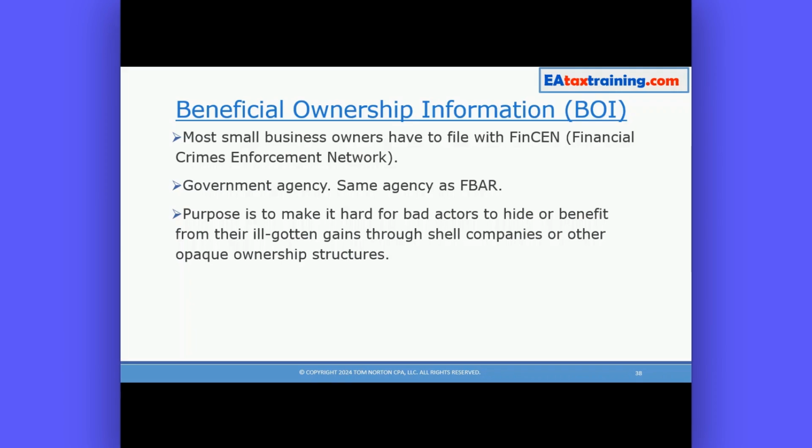It's the same agency that administers the FBAR, which is the Foreign Bank Account Reporting System that we talked about in part 1 and that we will talk about again here. And the purpose of this beneficial ownership information reporting is to make it hard for people to hide behind corporations and other entities.